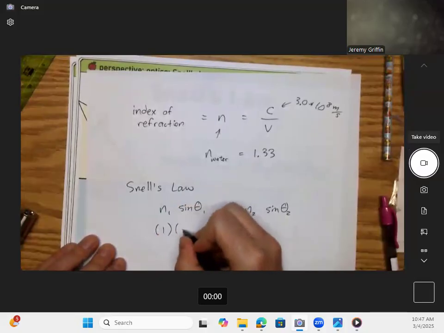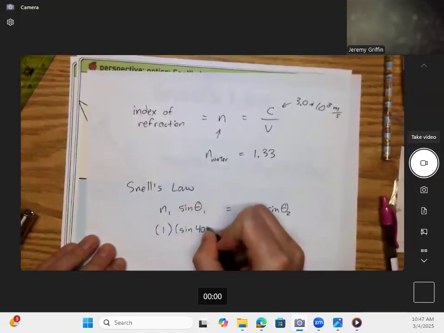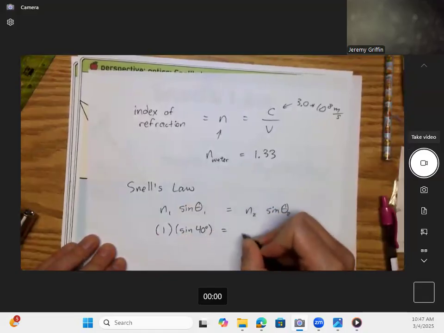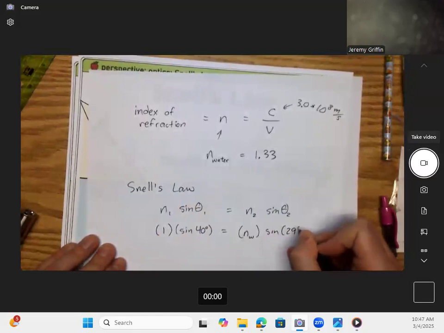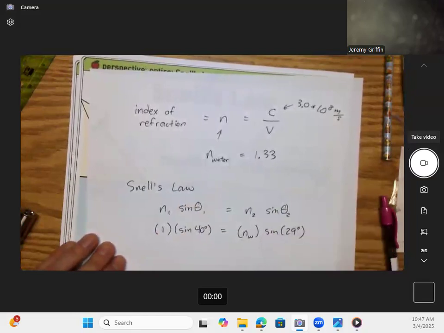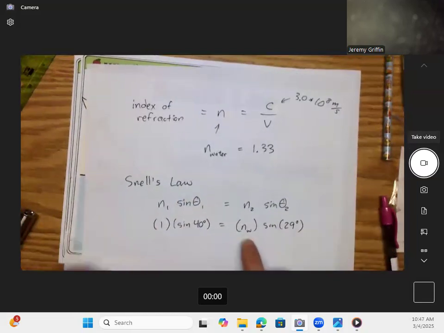Right? Okay. And then sine of, I was calling this 40 degrees right here, equals, let's say I want to know what is the index of refraction of water. And I get the refracted angle is 29 degrees. Okay. All right, is that okay? Good. Okay. Who can solve for the index of refraction of water?